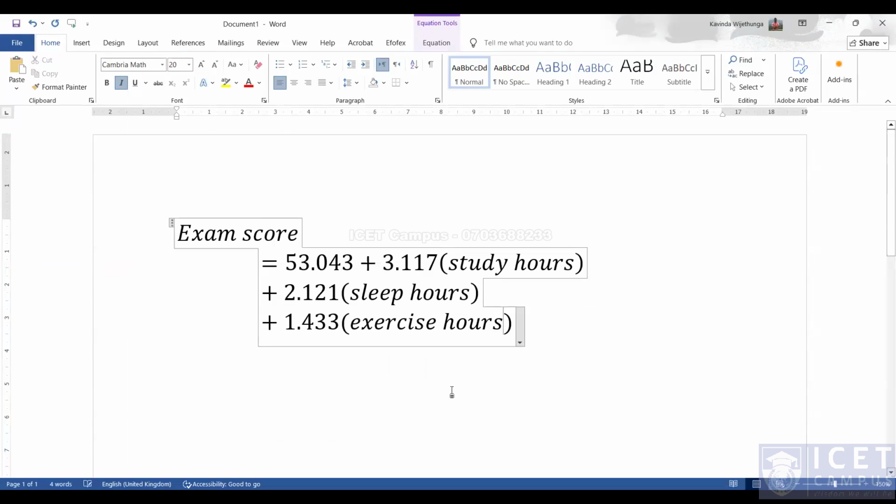Right, so this is the regression equation. So once you know the study hours, sleep hours, and exercise hours, you can predict the exam score. Once you substitute these values, we can predict the exam score, because we have a model. So this is a mathematical model there.